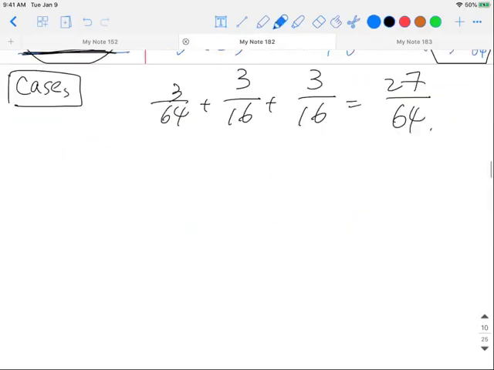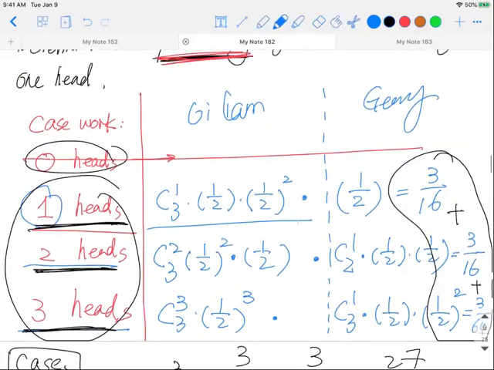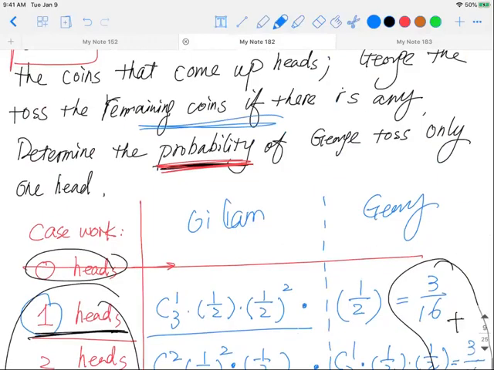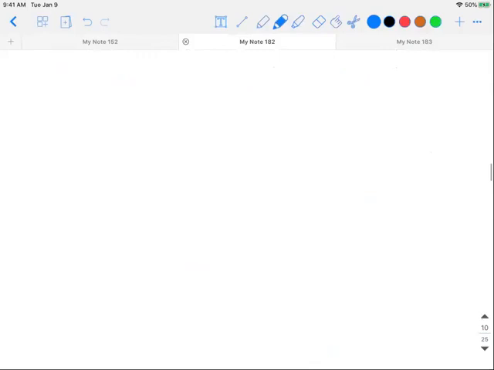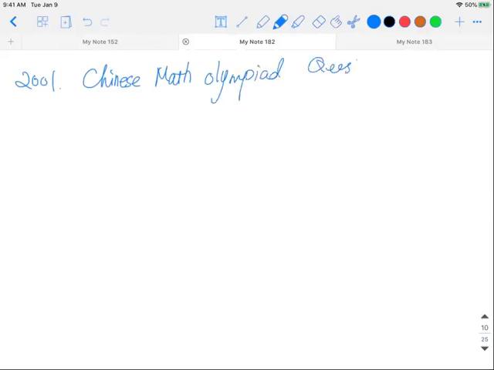This is like flipping a coin, right? So those guys flip a coin. The next problem I'm going to show you is also a Chinese problem, flipping a coin. This is a 2001 Chinese Math Olympiad question. But this is a relatively easy problem for the Chinese Olympiad. That's the coin flipping game.